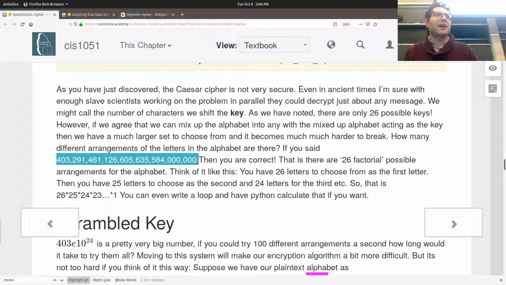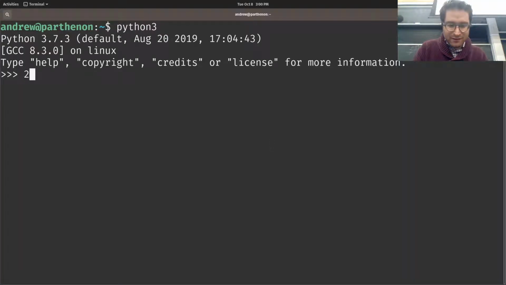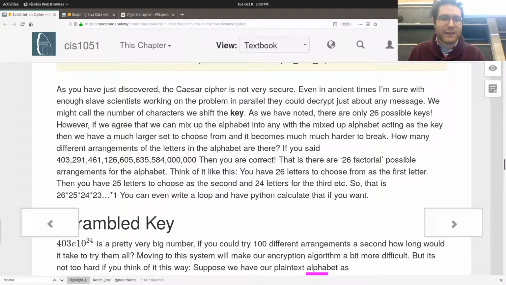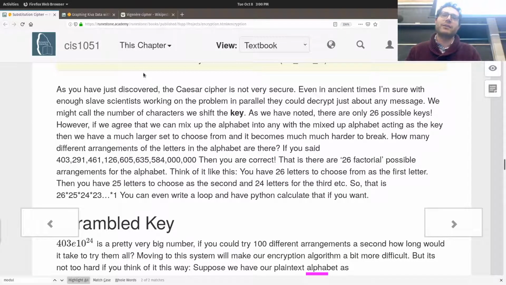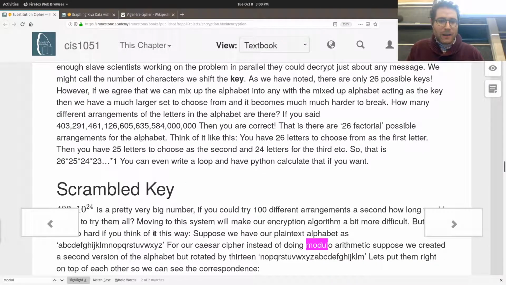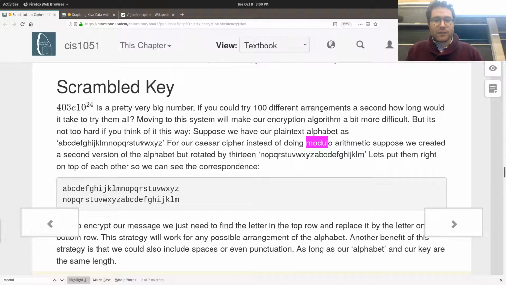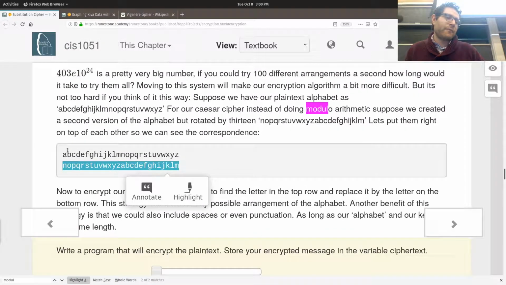26 to the 26th power, I believe. Oh, no, 26 factorial, my bad. Yeah, 26 factorial. So 26 times 25 times 24 times 23, and so on. So it's a very big number. But the idea here is, for our previous alphabet, this was our input, this was our output. This is what we would get with rot 13.